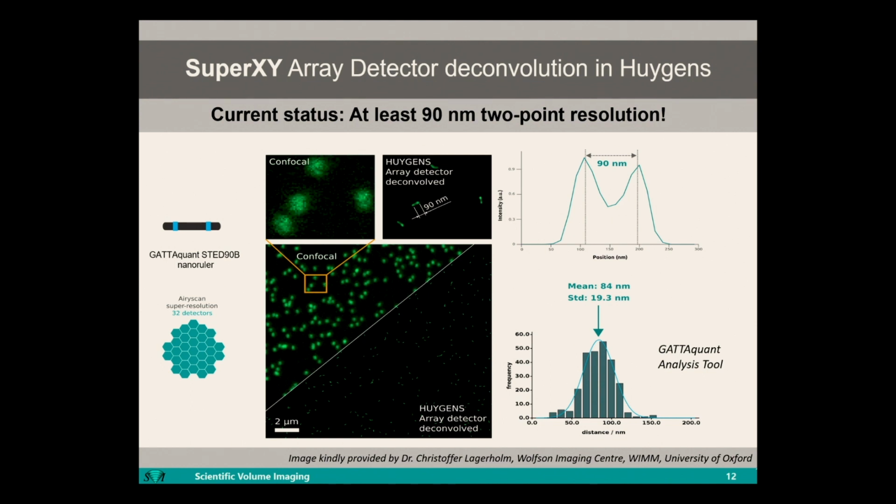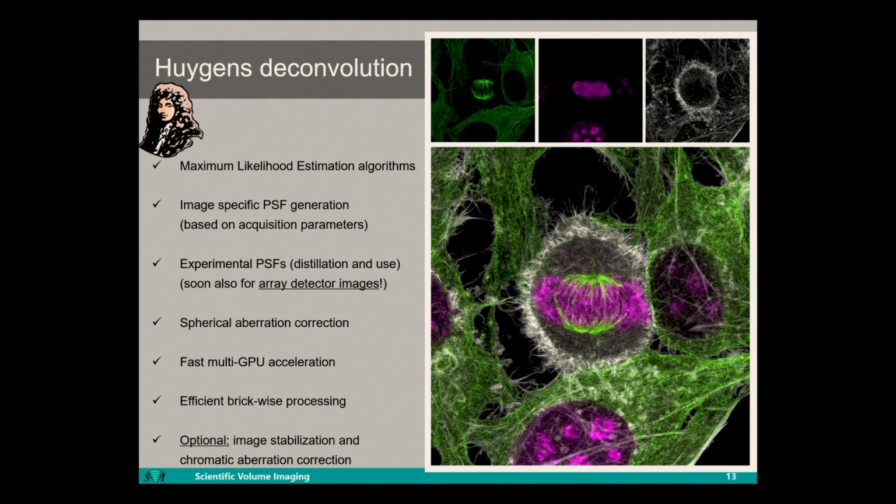So how are we able to achieve these amazing results on Zeiss Airyscan images with Huygens deconvolution? Well, of course we need to start with properly acquiring data. And then Huygens makes a difference at several levels. First, there is the use of the maximum likelihood estimation algorithms in Huygens. More on this in a second.